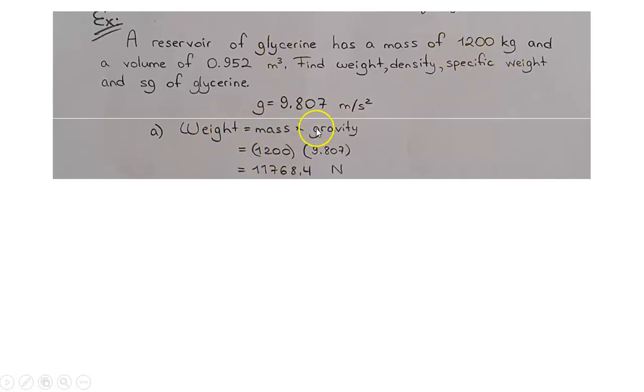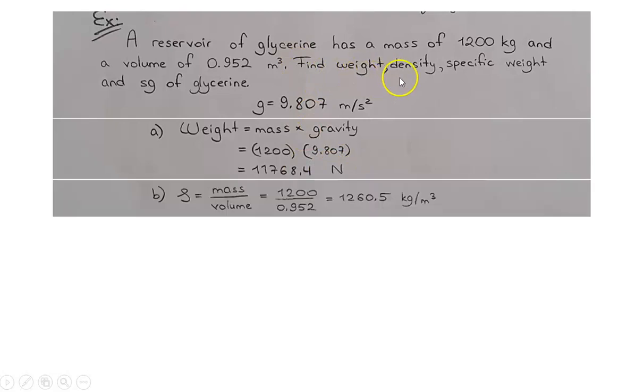That's what we have here. And then the gravity is given as 9.807 meters per second squared. If you bring that in here and multiply them out, the weight of glycerin will be equal to 11,768.4 newtons.